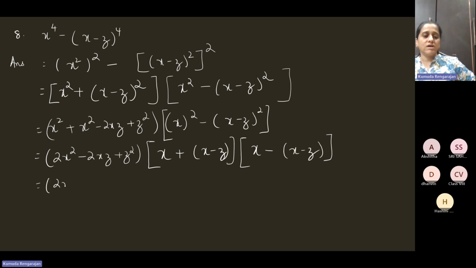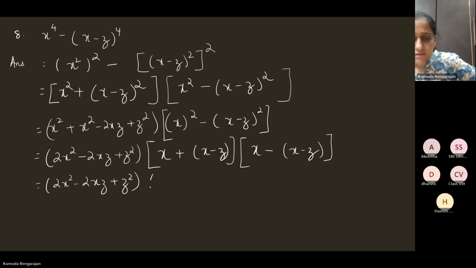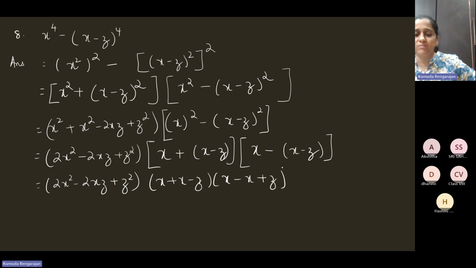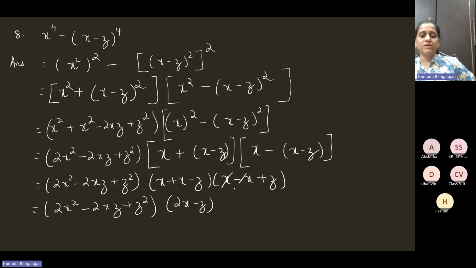So here, as it is, because we've simplified completely the first bracket. Now this will be x plus x minus z, x minus x plus z. The first bracket as it is. x and x is 2x minus z. Here, x and minus x get cancelled. You have a z there. You can actually put this z in the front here.